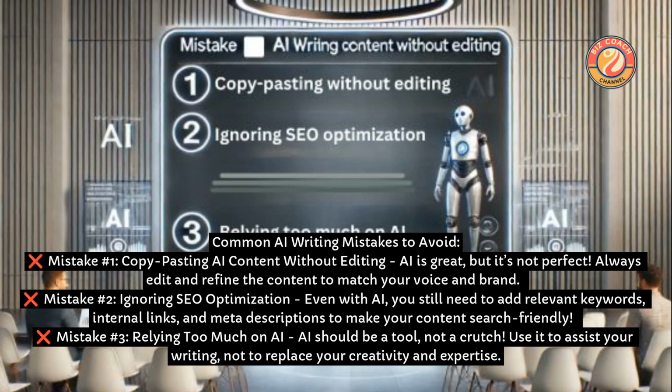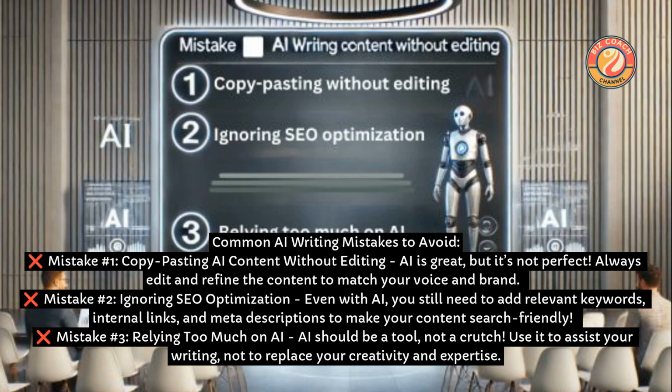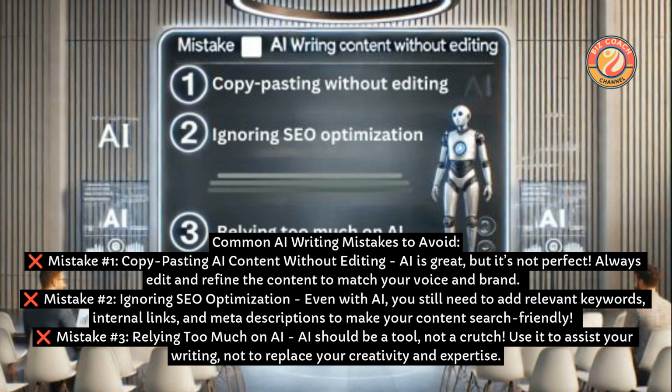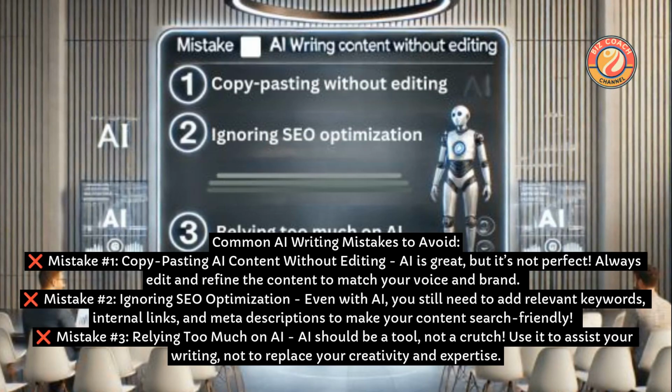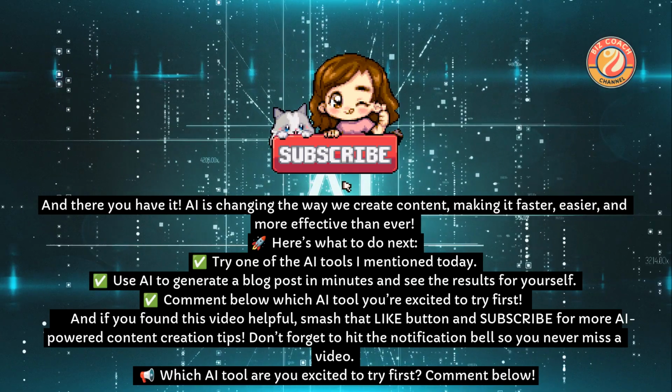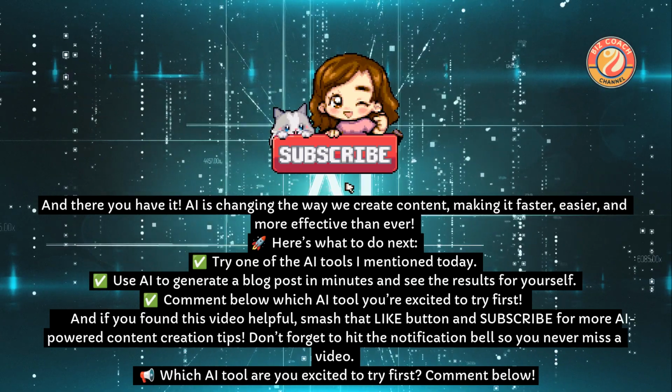Mistake number 3. Relying too much on AI. AI should be a tool, not a crutch. Use it to assist your writing, not to replace your creativity and expertise. And there you have it. AI is changing the way we create content, making it faster, easier, and more effective than ever.